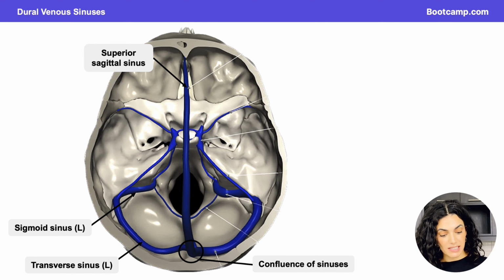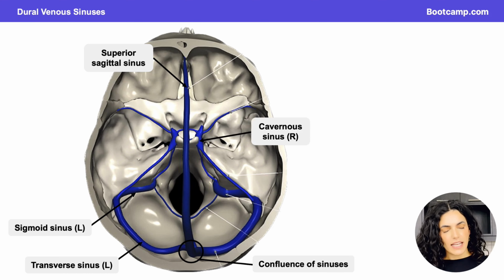They get the name sigmoid because they form this S shape. We can see that on the left, and we can also see the S shape being formed on the right. Now, another important sinus that you may have heard of before is the cavernous sinus. The cavernous sinus is found on the right, and we also have one on the left. We can see that the cavernous sinus sits immediately lateral to the sella turcica, and the sella turcica is the area where we house the pituitary gland.